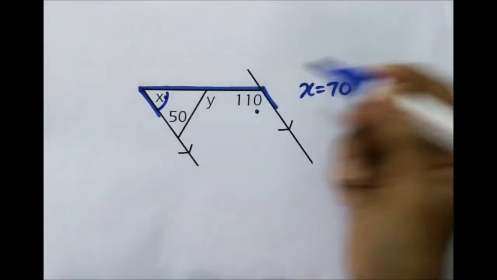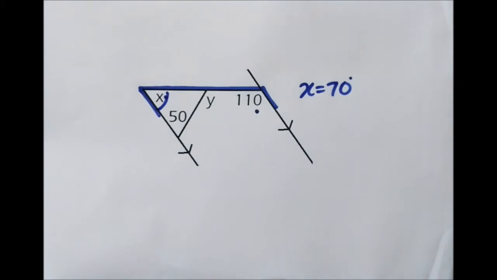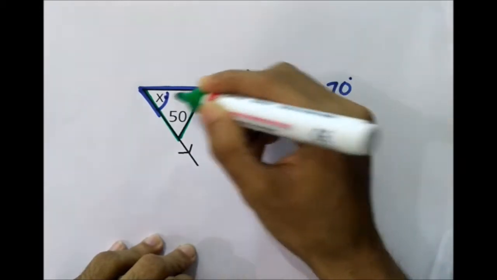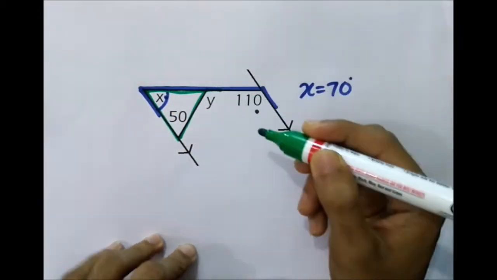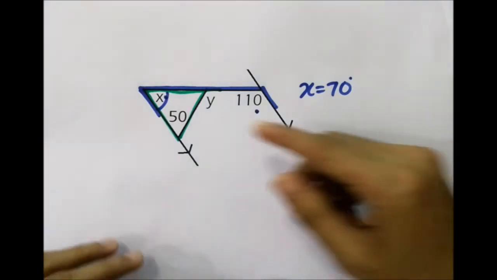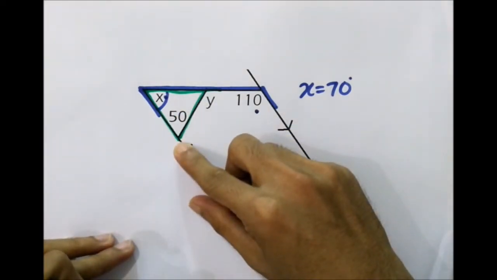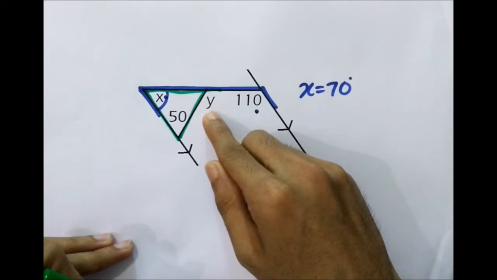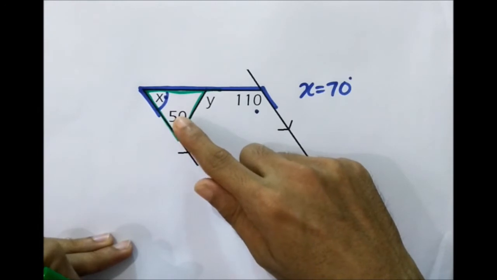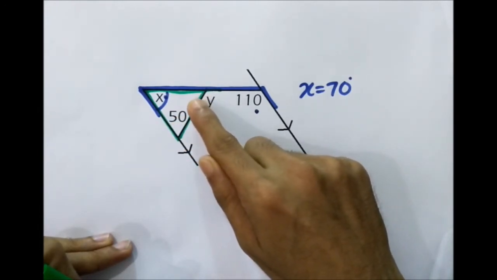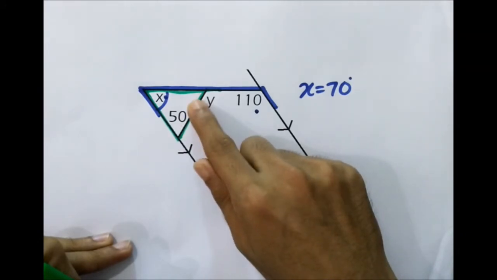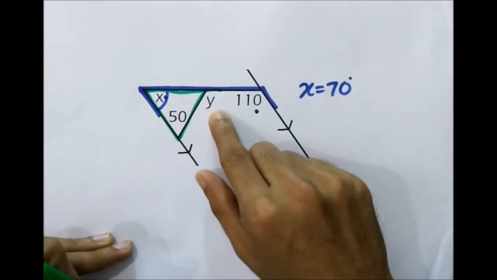Now can we find the value of this y or not? Yes, easy. For that, we just have to concern about this small triangle. You can see there's this triangle, and when it comes to a triangle, we can concern about a few things. The first one is the interior angles. The sum of the interior angles is equal to 180. Okay, fine. But here y is exterior, so what can we do? We can use the exterior angle theorem. The exterior angle is equal to the sum of the interior opposite angles. So x plus 50 is equal to this y.